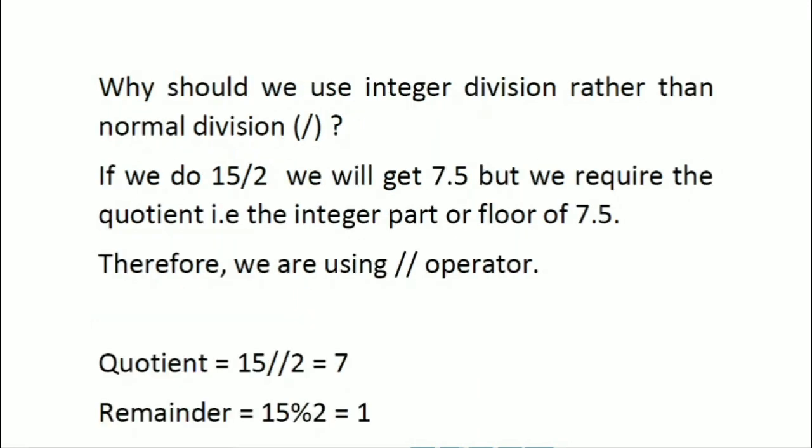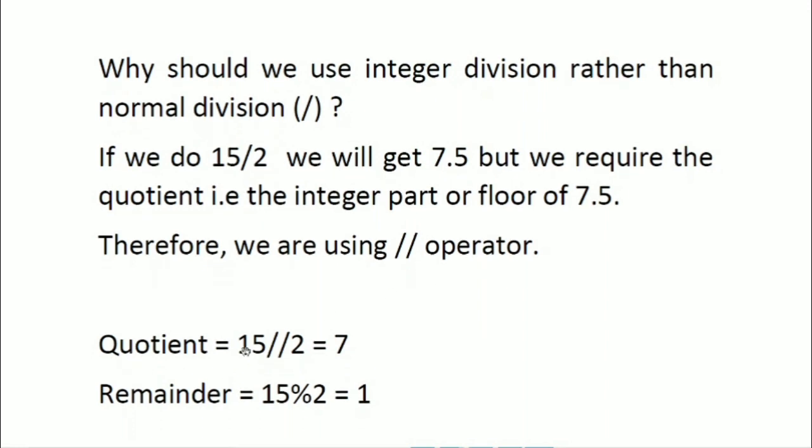You might be thinking why we are using integer division rather than normal division to get the quotient. Here is the answer. If we divide 15 by 2 using the normal division method, that is the single slash operator, we will get 7.5. But as we require the quotient, that is the integer part or the floor part of 7.5, we are using the double slash operator. So if we divide 15 by 2 using the double slash operator, we will get 7, which is the quotient. And if we use the modulus operator, that is 15 modulus 2, we will get 1, that is the remainder.